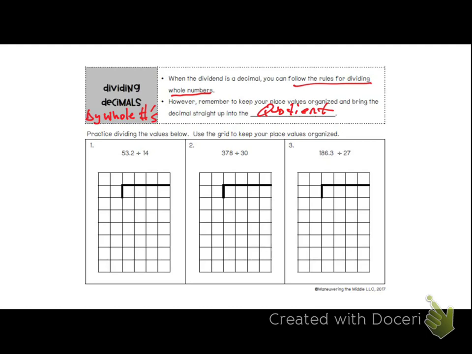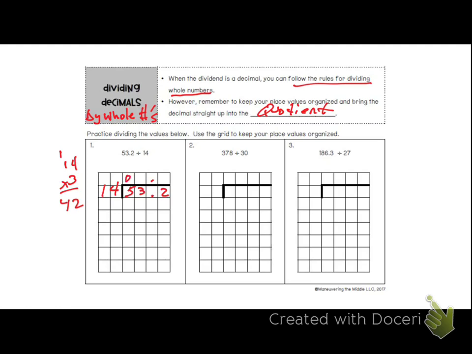So number 1 says 53.2 divided by 14. So I know divided by 14 means that goes here. And I'm going to go ahead and write 53 here, my decimal here on this one, and my 2 there. So now I'm just going to work it like a whole number after I move my decimal straight up. Well, 14 goes into 53. Let me try 3 times 14 real quick. 12, carry 1. I got 42. And I think 42 is going to work here.